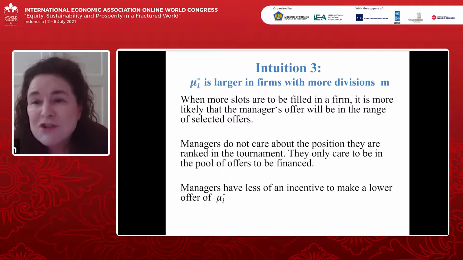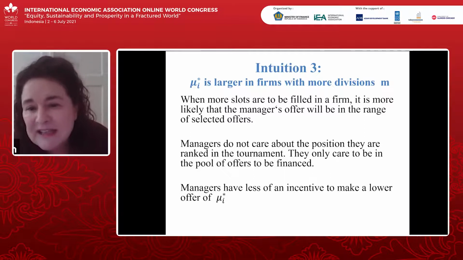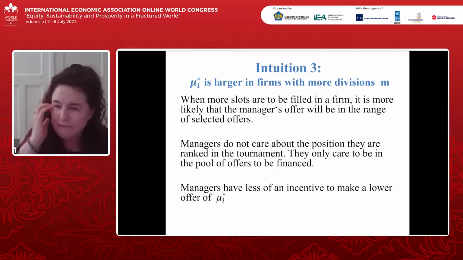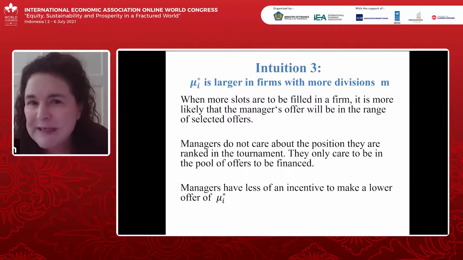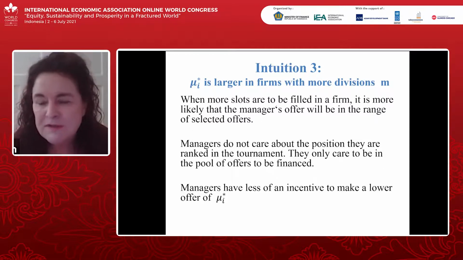So therefore, managers do not care about the position they are going to be ranked in the tournament. They only care to be in the pool of offers to be financed. So therefore, managers have less of an incentive to make lower offers of ZI. Actually, we show in the empirics that this is the case. I'm not showing this result, but we have it in the paper, that firms with more divisions have larger marginal costs.